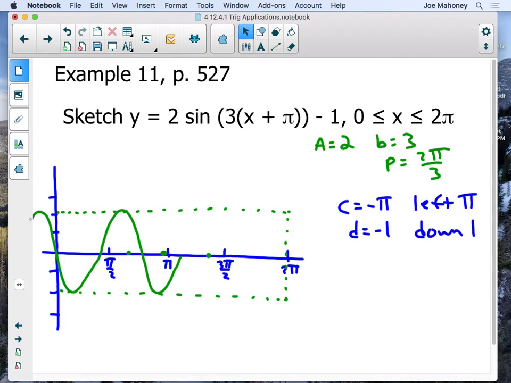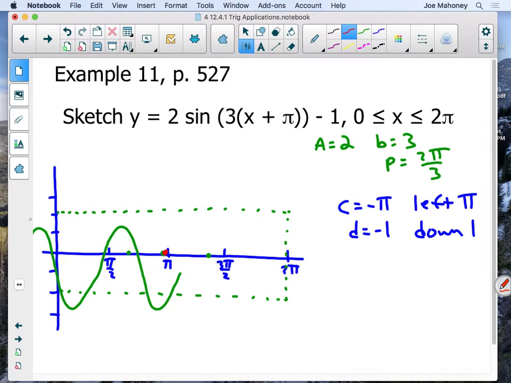and then down 1. So I've basically taken this point right here and moved that point left pi down 1. And doing that, move my whole graph over. So maybe now I just got to finish drawing some of my cycles. It looks like it's going to go up like that, down like that, up like that, maybe finish somewhere up there.